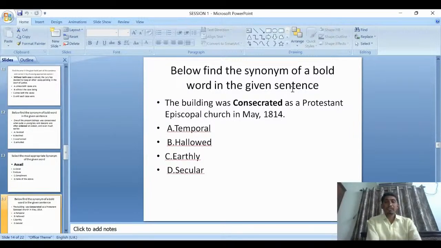Next one, find the synonym of the bold word. Here, the statement is: the building was consecrated Episcopal Church in May 1814. What is the meaning of consecrated? So the synonym is hallowed. The option is B.